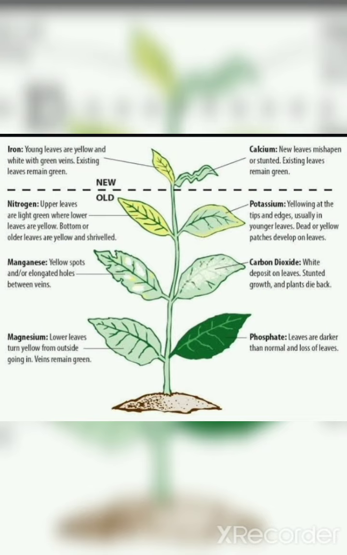So next one is phosphorus. It is involved in development of roots and maintaining good quality of flowering, fruiting and seed production, storing and transporting energy, and it helps in giving resistance to disease.